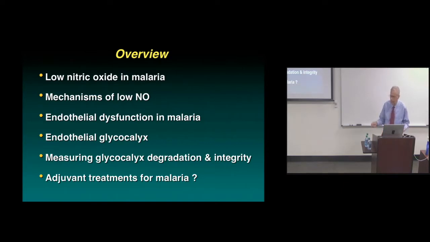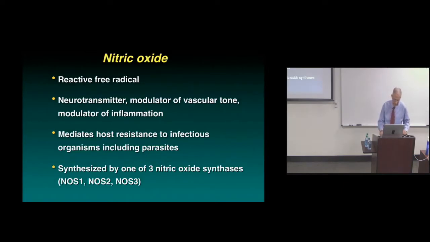And then finally talk about some possible adjuvant treatments for malaria. Now, nitric oxide, also called nitrogen monoxide, is NO, one nitrogen, one oxygen. It's a reactive free radical. It can act as a neurotransmitter. It modulates vascular tone by controlling smooth muscle relaxation in the blood vessels. And it can modulate inflammation.